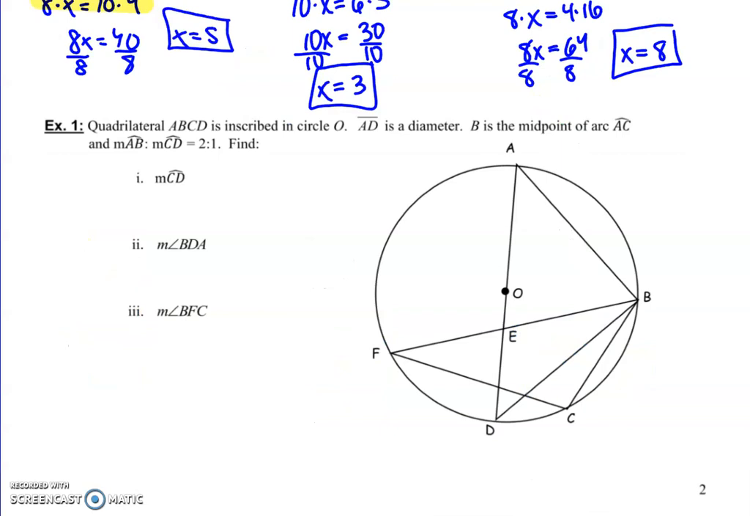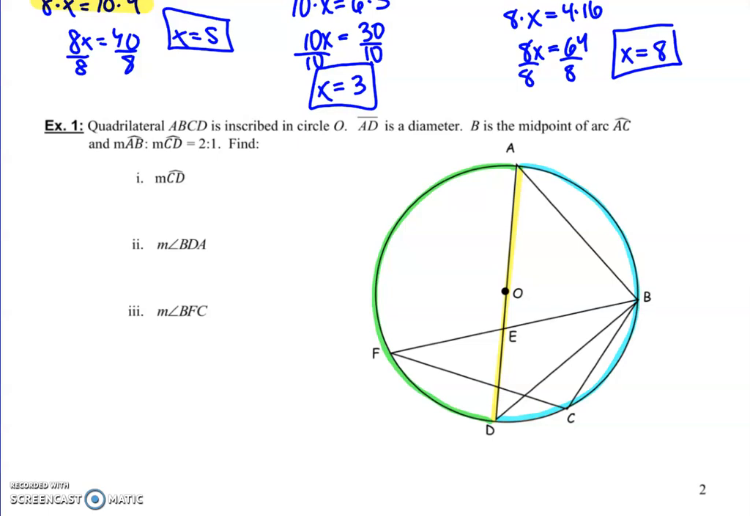All right, the last example is what I would call a big circle question. On your exam, it will be the 4 or 6 point question at the end of the exam. It says quadrilateral ABCD is inscribed in circle O. AD is a diameter. I love diameters because they cut a circle in half. So I know on this side of the diameter, I have 180 degrees. So the green arc is 180 degrees. And then on this side of the circle, I have 180 degrees.